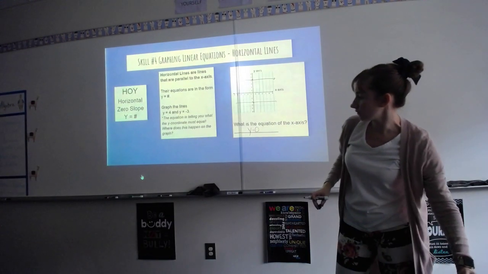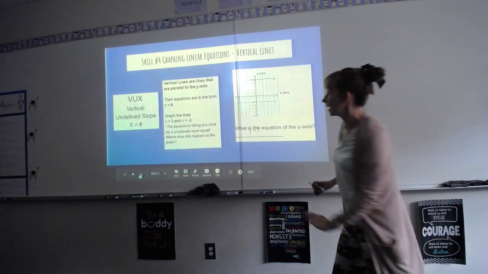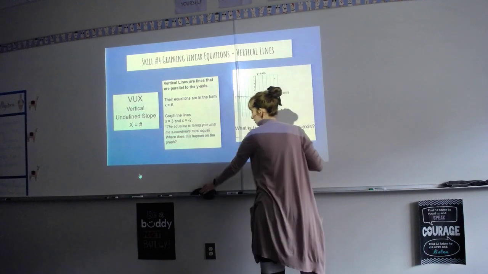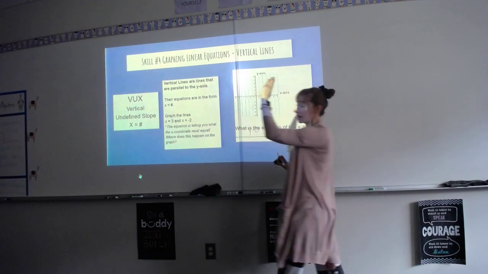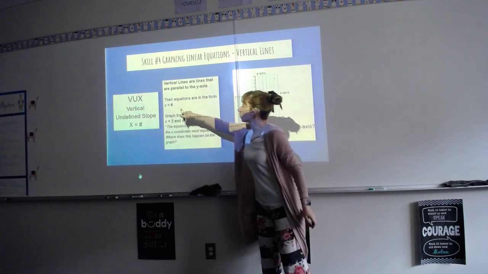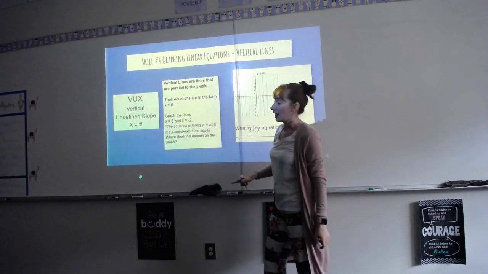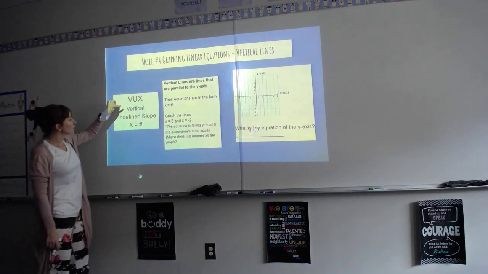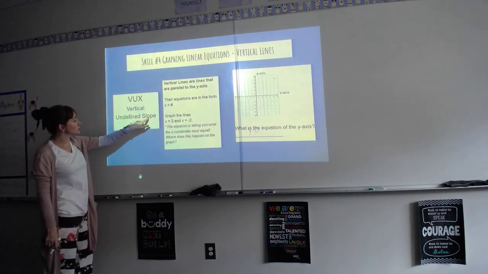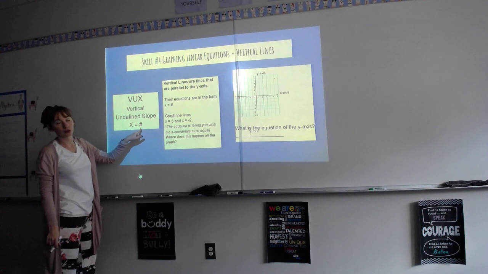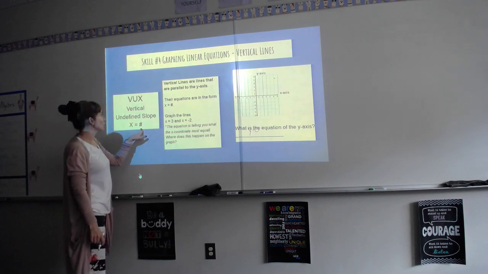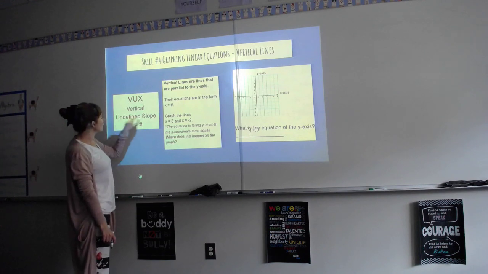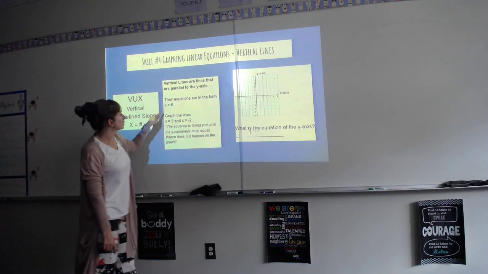Well, now we're going to look at vertical lines. And vertical lines are lines that are parallel to the y-axis. So they go up and down. The equations are in the form x equals a number. And this one doesn't sound as good as HOY. It's vertical, undefined slope, and x equals a number. Kind of like my last name, the x is silent here. So vertical, undefined slope, x equals a number.